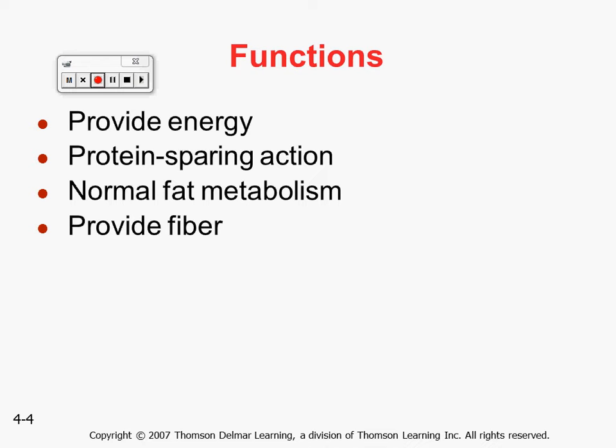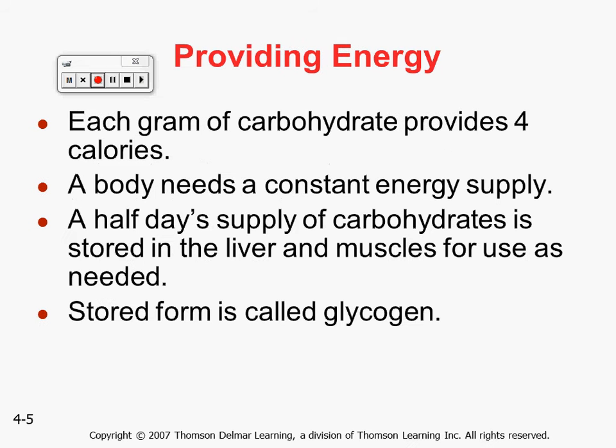Also, we need 50 to 100 grams of carbs, even if you're on a low-carb diet, for normal fat metabolism to occur. So 50 to 100 grams of carbs for normal fat metabolism and to prevent ketones from building up, okay? And then, of course, we talk about fiber, all right? So we talked about half of our day's supply of energy should come from carbs, right? And we talked about glycogen, the storage form of glucose in our liver and our skeletal muscles.